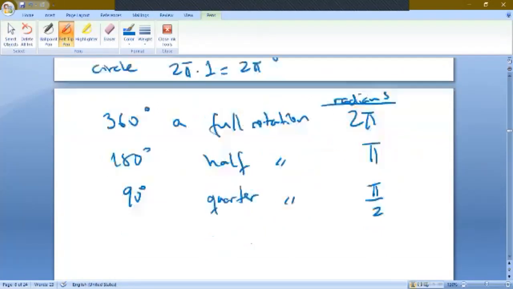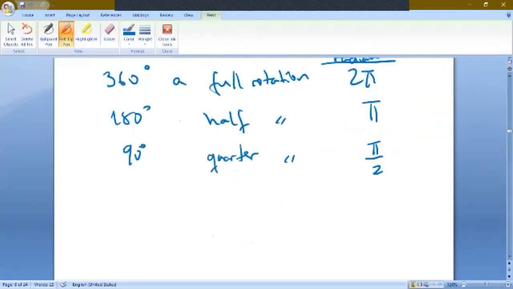So that's the thing we are going to be using. Maybe in high school, I'm not sure, you may have seen degrees like 90, 180, 360, but now we are going to use radians. So we should get used to this. 2 pi is a full rotation, or 360. Pi is a half rotation, or 180 degrees. Pi over 2 is a quarter rotation, 90 degrees.